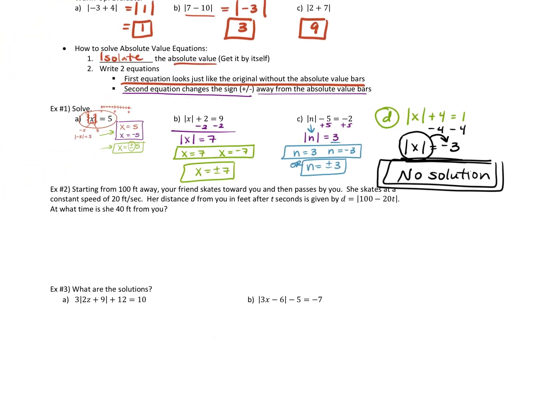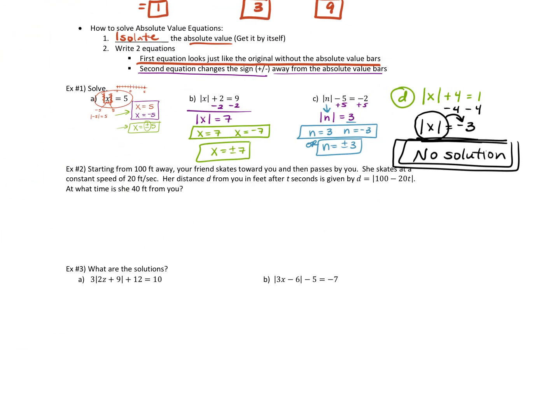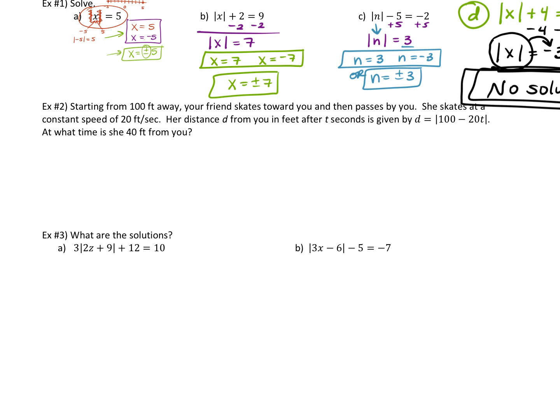Okay. Take a look here. This looks scary because, word problems, everybody loves them, but it's not as scary as it seems. It says starting from 100 feet away, your friend skates toward you and then passes by you. She skates at a constant speed of 20 feet per second. Her distance d from you in feet after t seconds is given by this equation. It says, at what time is she 40 feet from you?